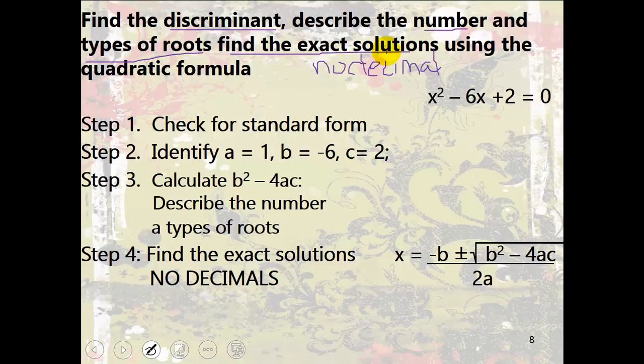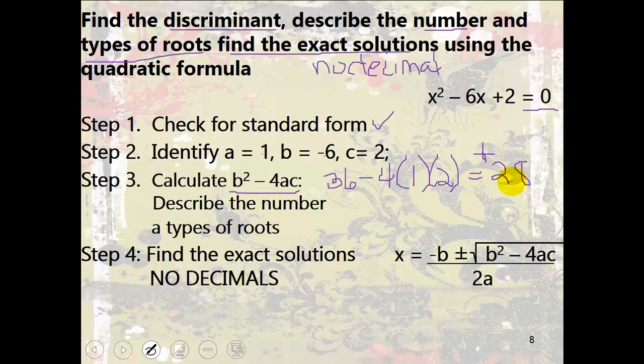So always check for standard form. Is 0 by itself? Yep. Then we're going to identify A, B, and C. So A is 1, B is -6, C is 2. Then we're going to plug in and calculate this number first. B squared, so -6 squared is 36, minus 4 times 1 times 2, which is 8. So 36 minus 8 is equal to 28. This is positive, but it's not perfect.